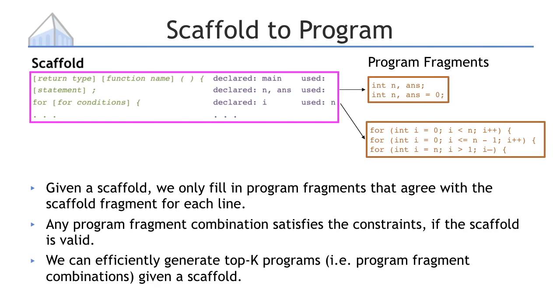Remember that our goal is still choosing one program fragment for each line to form a full program. So here's how we are filling the scaffolds with program fragments. We only consider program fragments that agree with the scaffold fragment for each line. Any program fragment combination satisfies the constraints if the scaffold is valid. We can efficiently generate the top K programs given a scaffold.